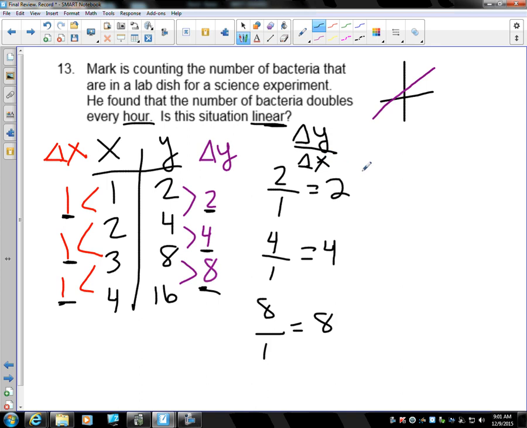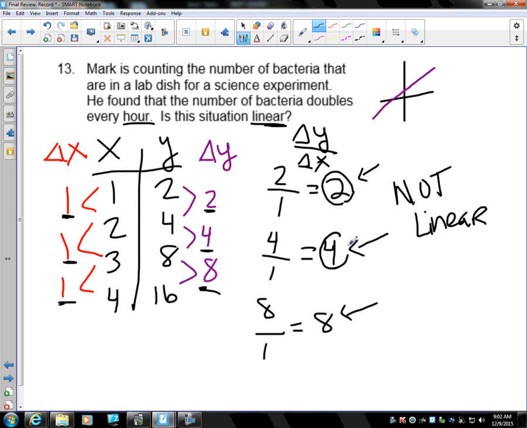And if I look at all these numbers, I got a different number each time. And another word for delta y over delta x is slope. So how can I have a line with several different slopes? Well, I can't. So because all of these numbers are different, we know that this situation is not linear, right? Because all of our delta y divided by delta x's are different, they're not constant, so this situation is not linear.